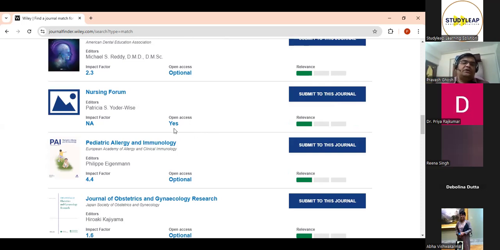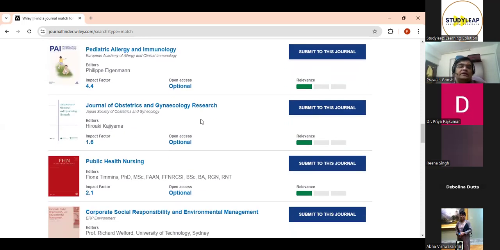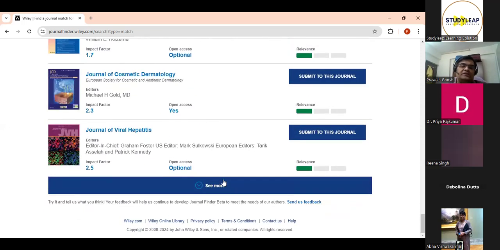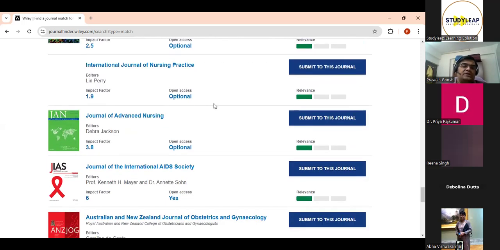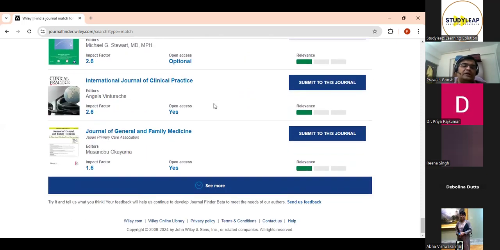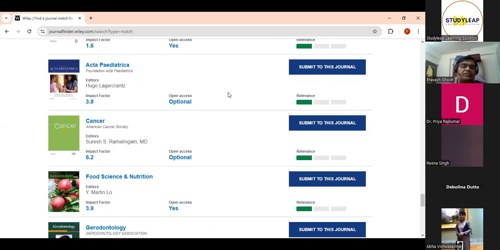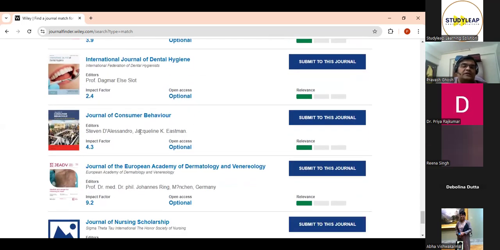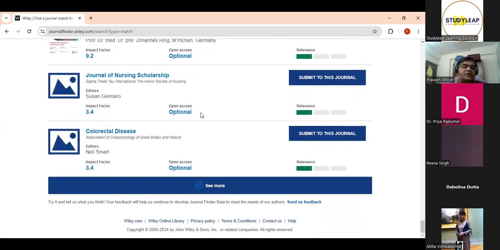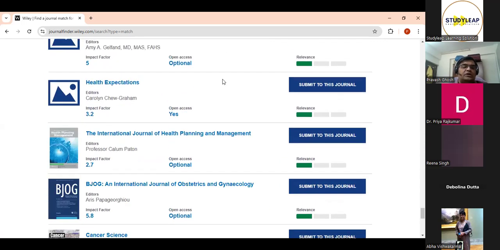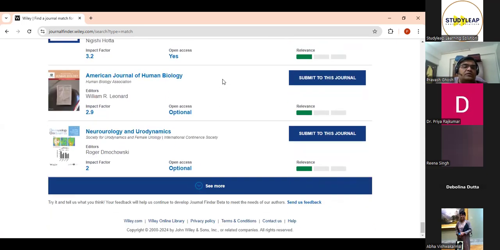So in Wiley, if you want to publish, you have to go to the journal and find this information. Different journals have their own details, right? So many journals they have given, but some are not matching, just like Journal of Consumer Behavior. Some management journals are also there, but as my topic is higher education, it is showing some higher education journals also.